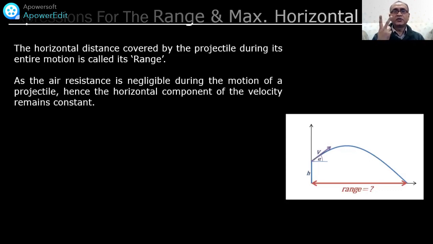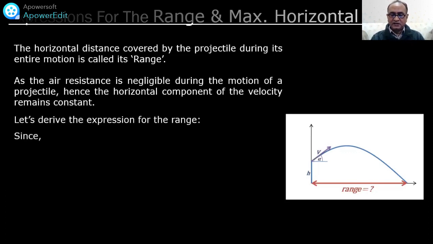Remember, there are two components of the velocity, horizontal and vertical. Since we are talking about horizontal distance, the range, we'll focus on the horizontal component of the velocity. We'll not consider the vertical component. We'll consider only V naught x, or V naught cos theta. V naught is the initial velocity, and V naught x is the horizontal component, equal to V naught cos theta. Let's start.